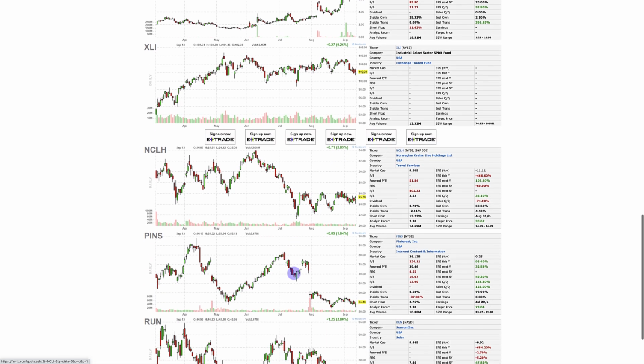Now look at NCLH. Here's another cruise line. This is Norwegian Cruise Lines. You have a long lower shadow hammer candle right here. And you have clearly 26 was resistance. You had all this chop, could be distribution, could be accumulation, who knows? I doubt it's accumulation at this particular point in time because we don't see any big spikes in volume. But what you are seeing is price action.